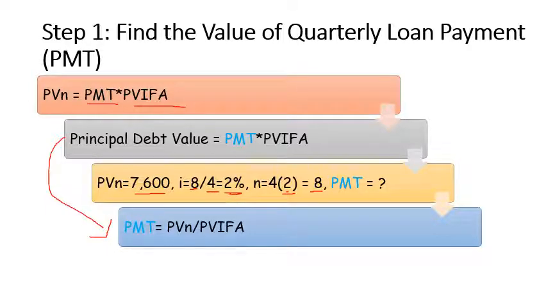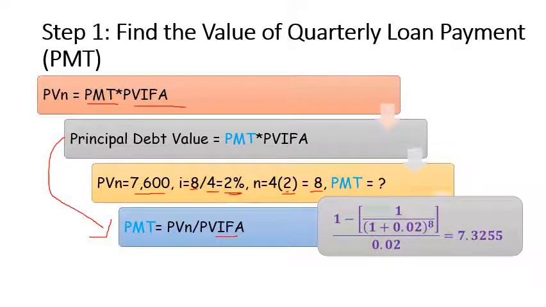For the present value interest factor for annuity, you can use the table or calculate it using this equation. In this equation, we divide 1 over 1 plus the periodic rate of 2% to the power of the number of periods, which is 8 quarters. We subtract this term from 1 and divide the result over 2%, which equals 7.3255 as a factor. So we will use this factor in the equation.